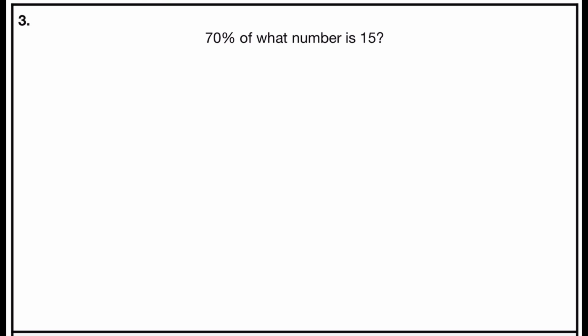Problem number 3 says 70% of what number is 15? So I'm going to take this phrase and write the equation. Here's the word is, that's my equal sign. On the right side of the equal sign, all I have is the number 15. Then I'm going to look for the word of. On the left side of the equal sign, 70% will be multiplied by what number, which we'll write as our variable. 70%, when we put it into the equation, we're going to write that as the decimal 0.70.